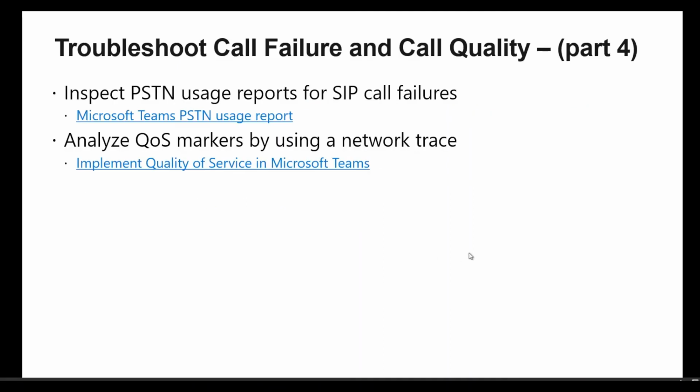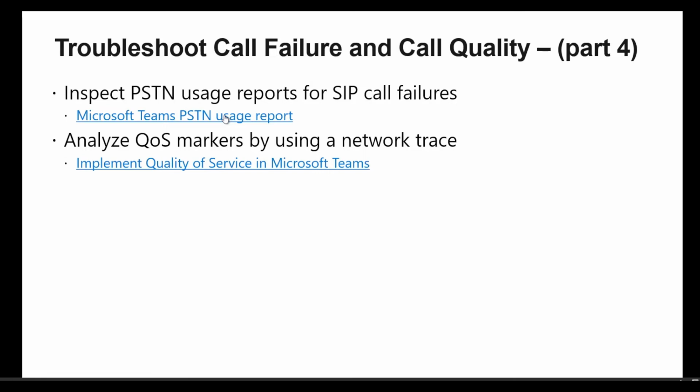Great. Part 4, we made it through troubleshoot call failure and call quality. The last two here are inspect PSTN usage reports for SIP call failures. This one's pretty straightforward. The link provided here tells you how to get to the PSTN usage reports and what all the columns within that report mean. So you can go through that analysis. One of the columns will report to you if there's a failure, what the SIP error code was. That's what this is referring to.